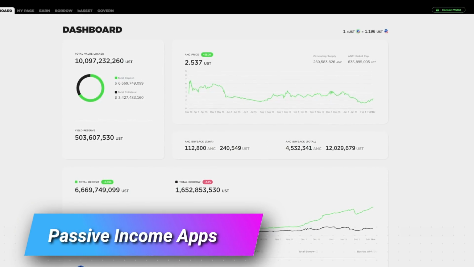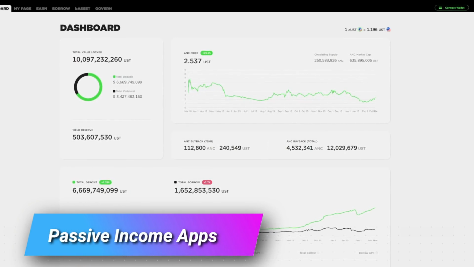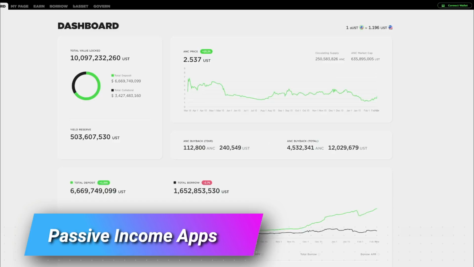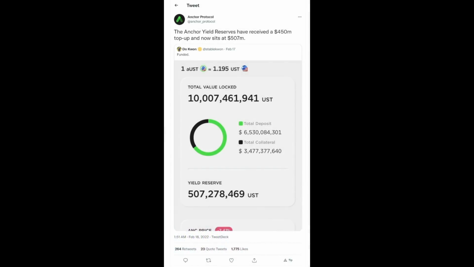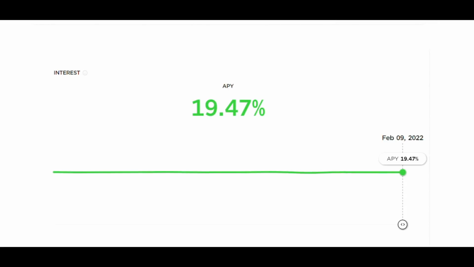We already gave you guys a hint that we're using Anchor, and it's no secret that is the platform that we're using. It's definitely not a secret. We are 100% taking advantage of the Anchor Earn program. Their yield reserve to pay out on Earn just got a boost of $450 million. Here we show you step by step how to deposit on Anchor so you can earn that very sweet 19.5%.